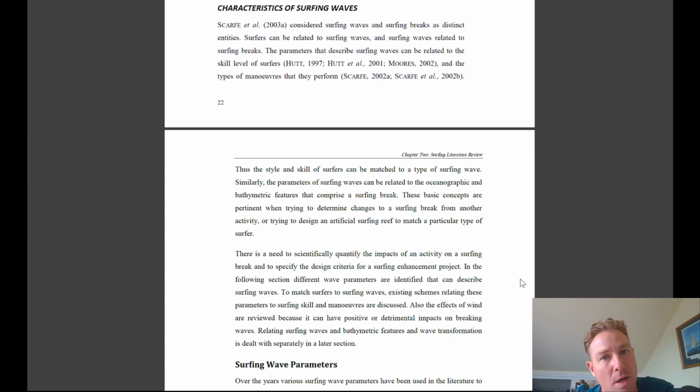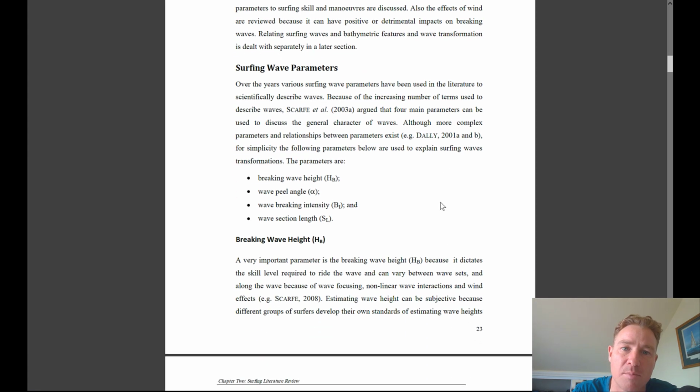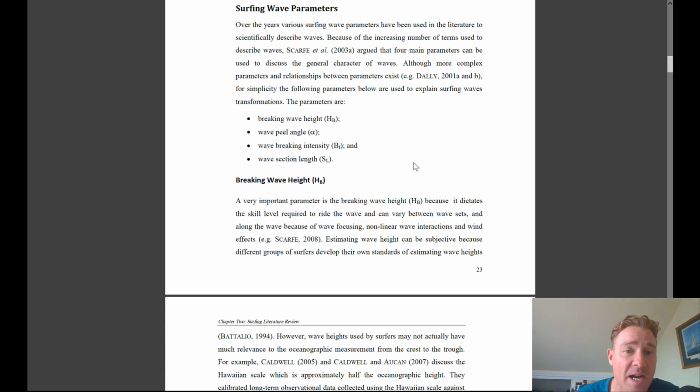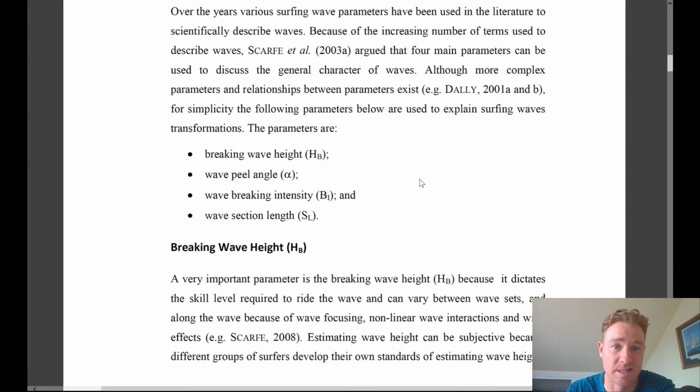When scientists are really trying to understand surf breaks and the way that surfing waves are optimal, what are the parameters? They've kind of summarized it into 4 main wave parameters, and there are things that affect these wave parameters. But since 2001, and actually earlier in the 70s, they were talking about a few of these.